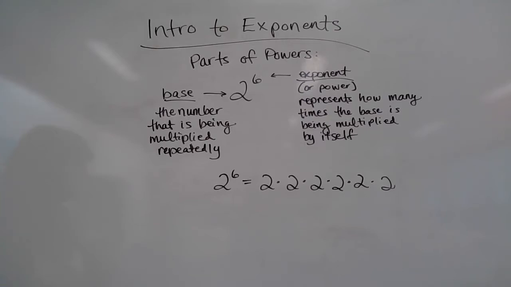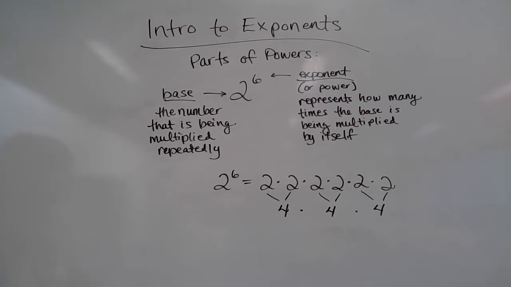So in this example, 2 to the 6th power represents 2 times 2 times 2 times 2 times 2 times 2. Repeated multiplication. 2 is being multiplied as the base 6 times because the exponent tells us it's being multiplied by itself 6 times. 2 to the 6th power does not equal 12. Notice that these are being multiplied, not added. So it is not 2 plus 2 plus 2 plus 2 plus 2 plus 2. It's being multiplied.